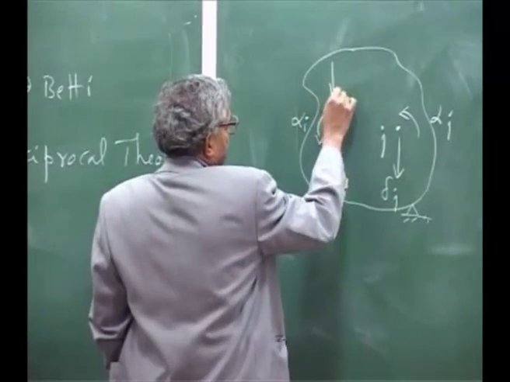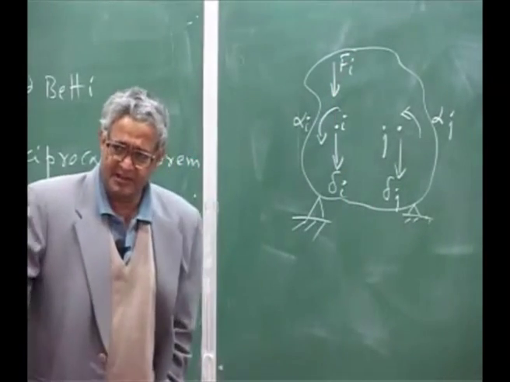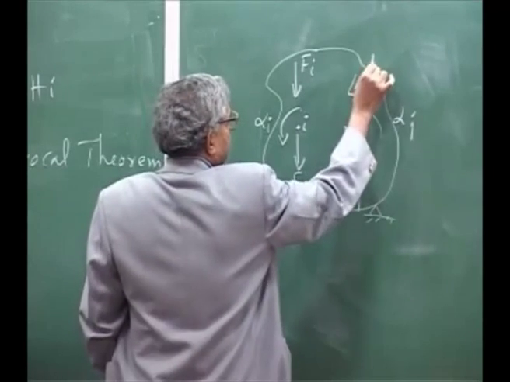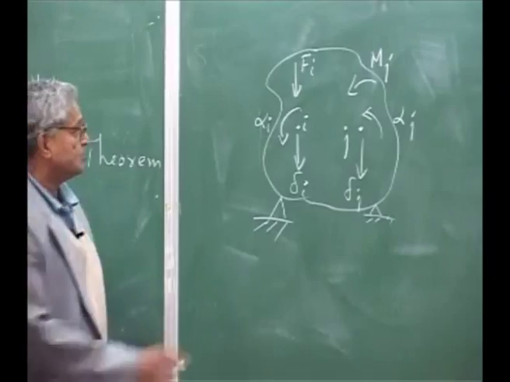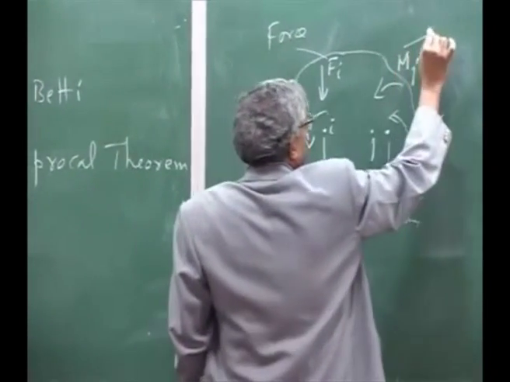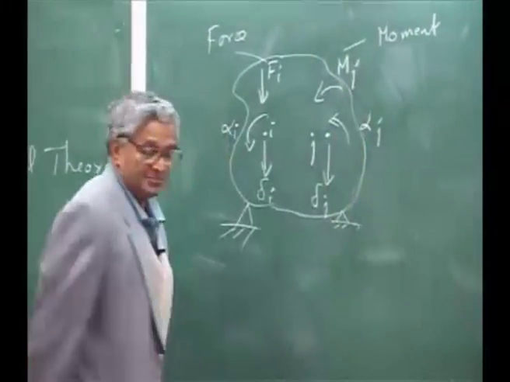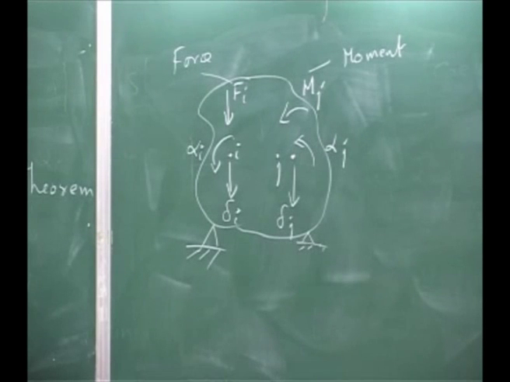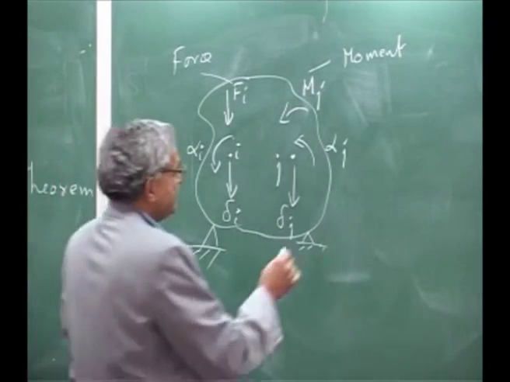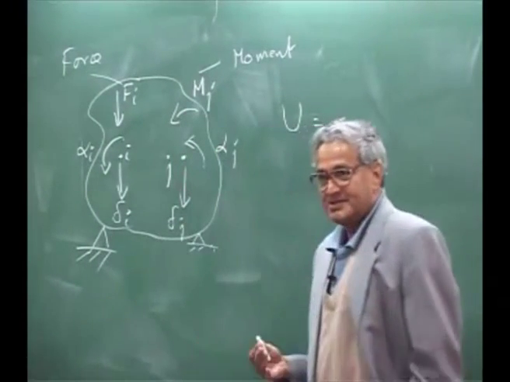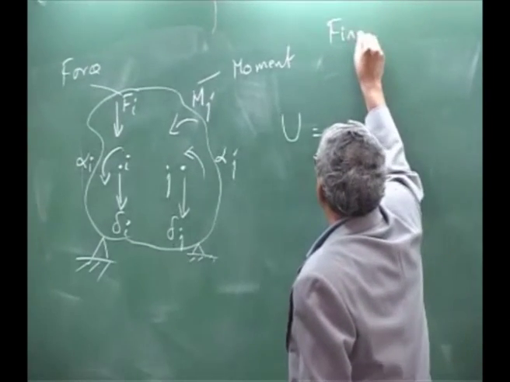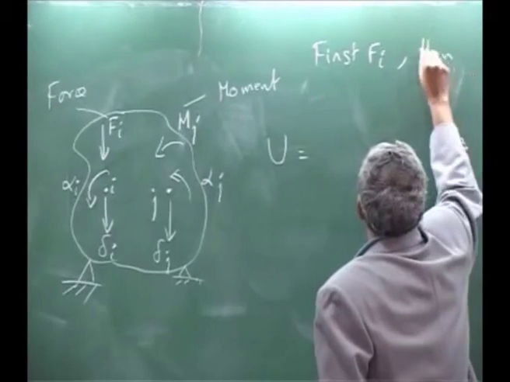Now I have a load Fi applied. I am only assuming that two loads are applied, though I can apply more. At location J, I am putting a moment Mj. So this is the force, and this is the moment Mj. Using this, let us find out the strain energy U of the structure due to this loading. We first start with the sequence where I first apply Fi and then Mj.